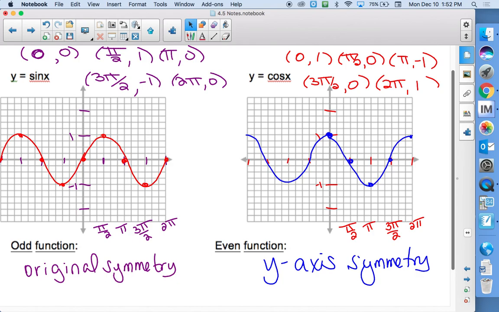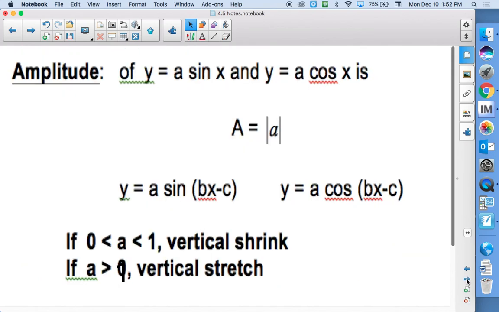So what we're going to do is take these 2 beautiful graphs that you now have drawn, and we're going to talk about the amplitude and how that could change, just tweak it a little bit. So that's the first value that we're going to talk about when we're looking at an equation. The amplitude is the A, the number in front of the function.